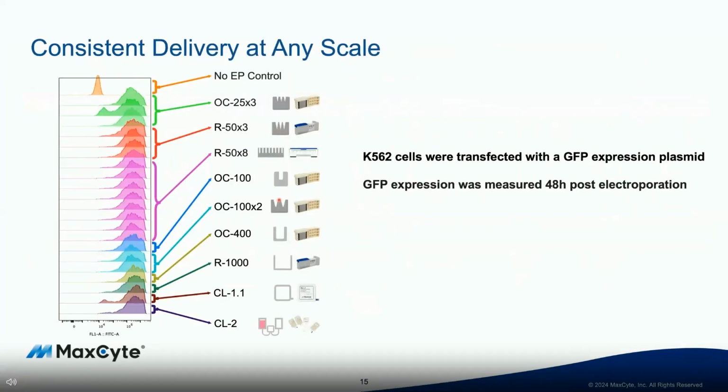So this is an example of that seamless scalability and data generated by our in-house team. A master mix of K562 cells was mixed with GFP DNA plasmid, and then the same master mix was added to all of the processing assemblies you see here, including each well of the multi-well processing assemblies. And essentially you can see GFP expression being very consistent from 25 microliters all the way up to 10 mLs in our flow electroporation processing assembly.